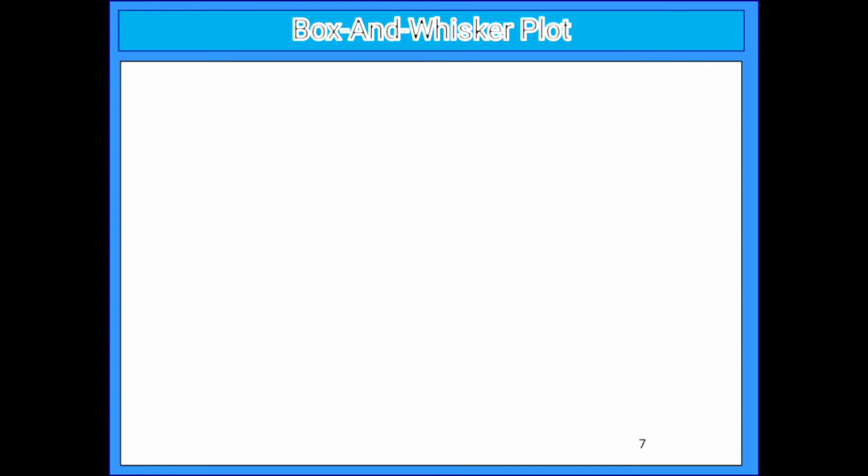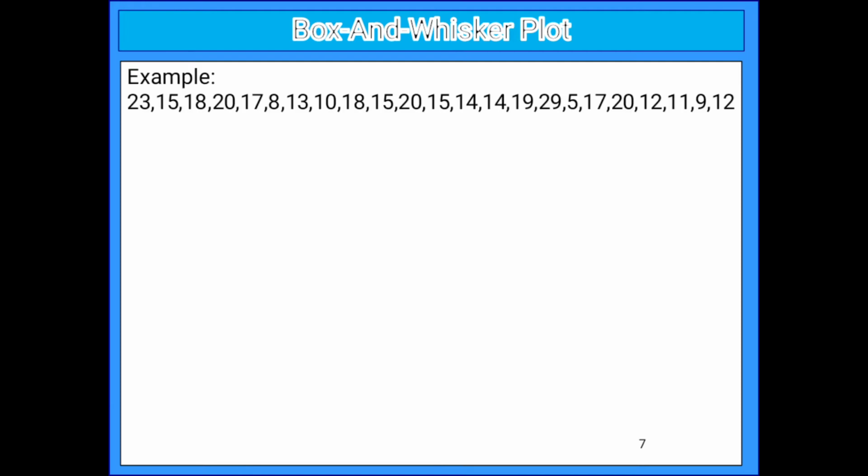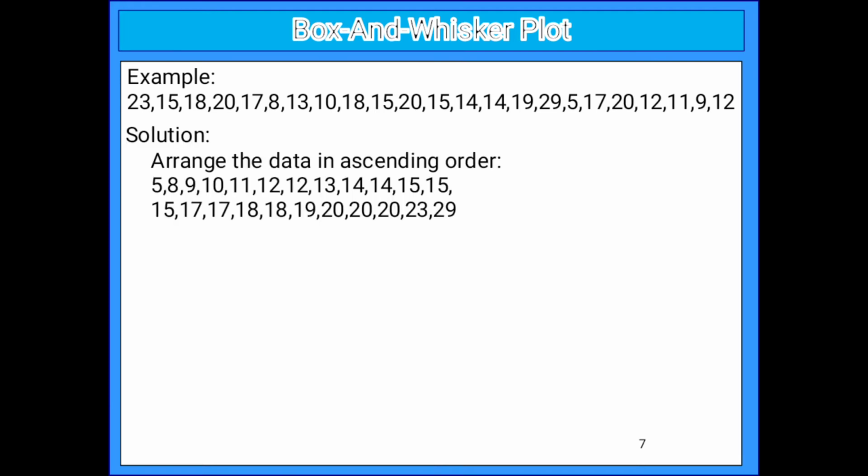We have the box and whisker plot method. Let's take this example. So of course we need to arrange the data again from the smallest to the highest value. Next, find the smallest value. So we have 5. And next will be the first quartile. From our formula for finding the first quartile, we have n plus 1 divided by 4. It means our quartile is in the 6th position. So that means it is the 12.